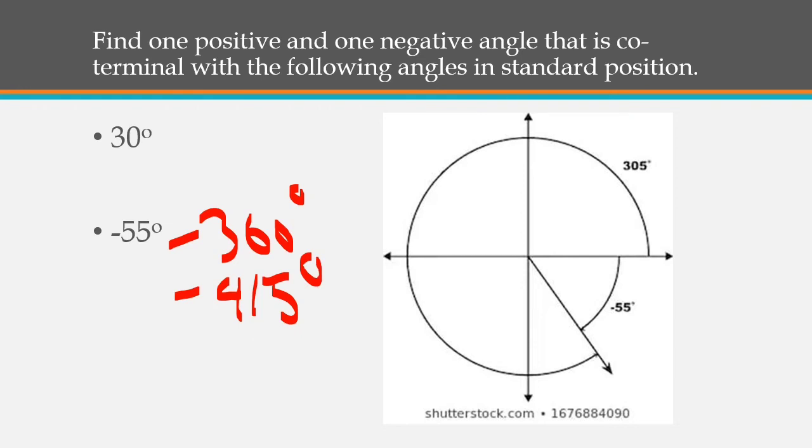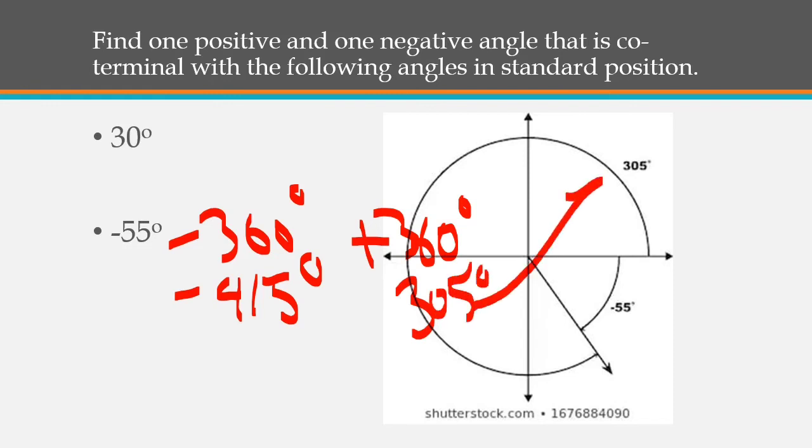So those are my two answers. My positive answer is if I added 360, and I would get a positive 305 as seen here. And if I subtracted 360, I would get negative 415. So that would be my negative coterminal and my positive coterminal.